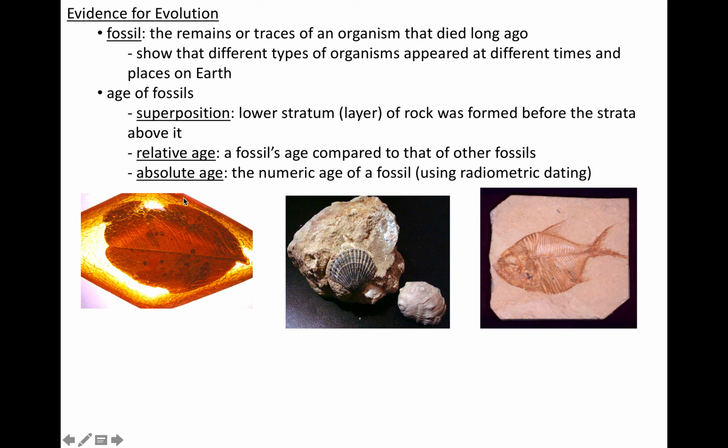Absolute aging does not use superposition. Absolute aging uses the carbon aging I mentioned in the previous lecture. So when you're using half-lives and radiometric dating of things, for example, like carbon, you are getting an actual numerical value that is an absolute age. So superposition in rocks would give you relative aging. Carbon dating would give you an absolute age.